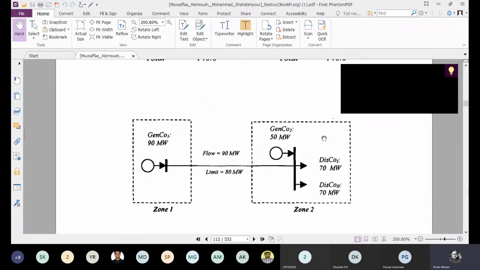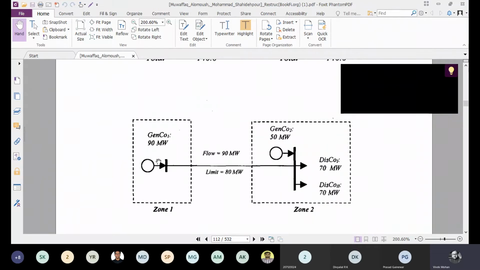Now we have other time frames also. We are going nearer to real time by going through the hour ahead schedule, then the adjustment schedule. We go through all these things and we reach the real time for the metered measurements. Now we have 90 megawatts here, 50 megawatts here, 70 is the load demand for Disco 1 and 70 is the load demand for Disco 2.